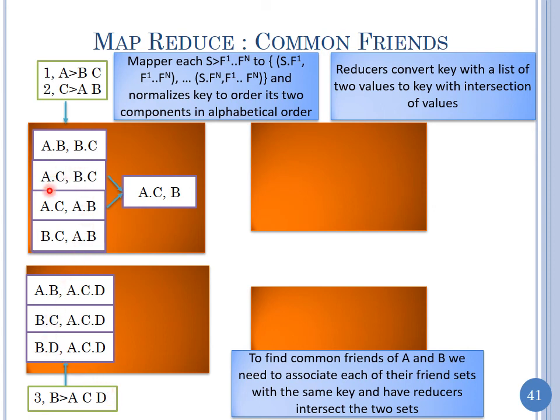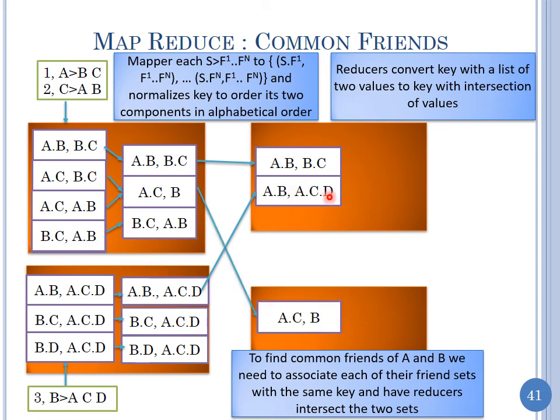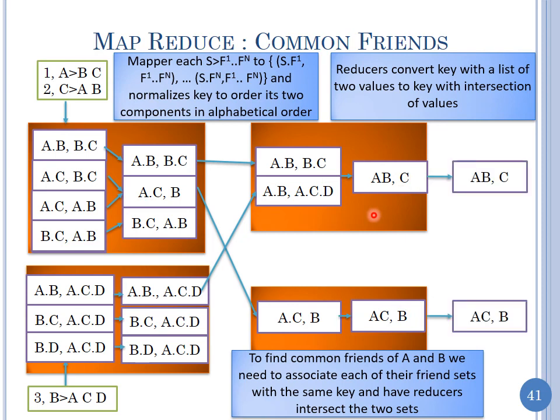The reducer takes these two keys with these two sets and intersects BC with AB and produces B. Similarly, AB just goes to BC, BC goes to AB, because there's no intersection. And again, there's nothing repeated here, so there's no intersection. Now we take AB.BC and AB.ACD, and we have ACB, and this gets converted into AB, comma C. This just remains as AC, comma B, so we got the output we wanted.